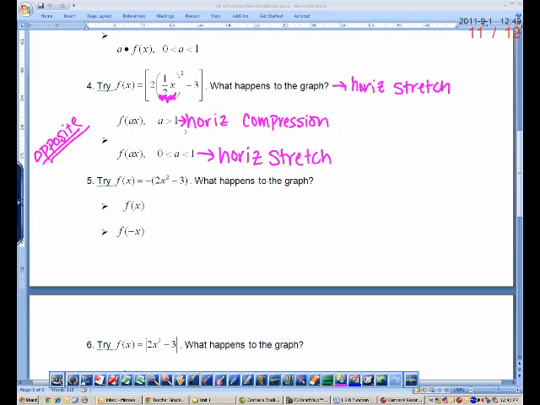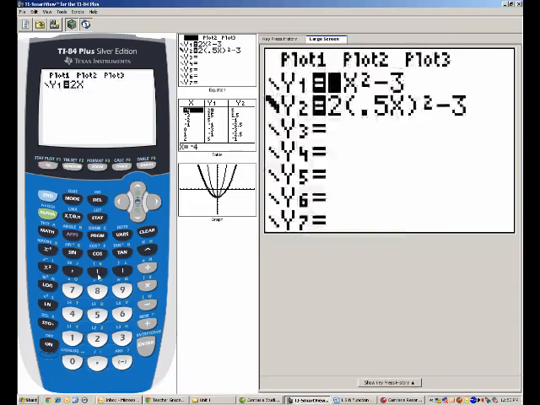Horizontal compression. Okay, now with the negatives, let's see what happens. What do you remember from just your past experiences negatives normally do with a function? They might flip it upside down, right? That's exactly what's going to happen. Let's type that in. Negative 2x squared minus 3.